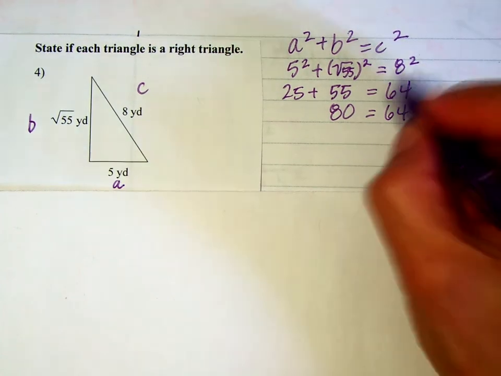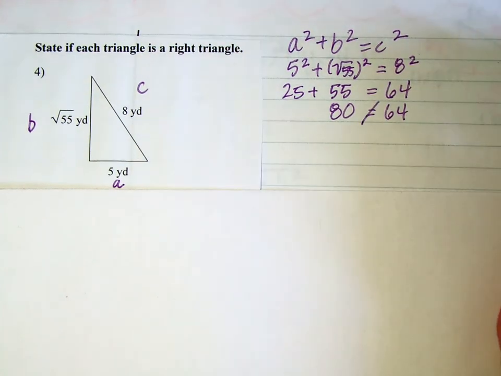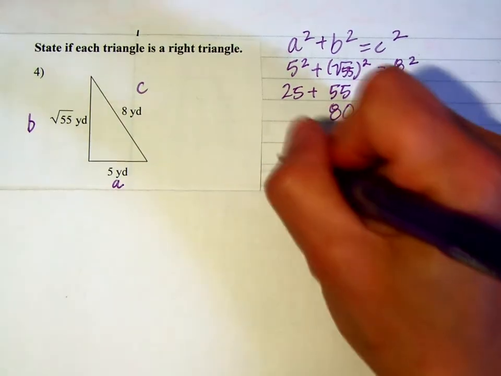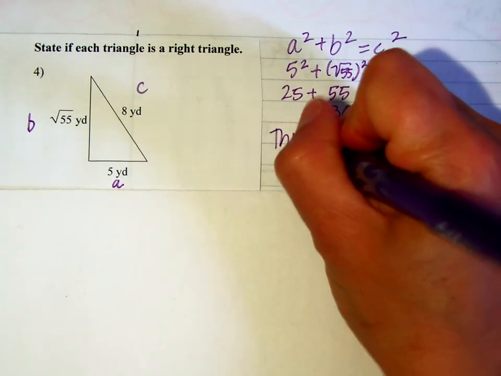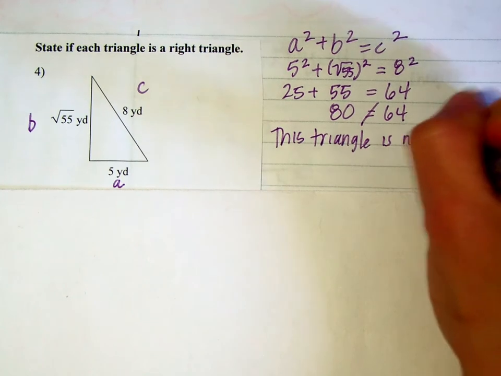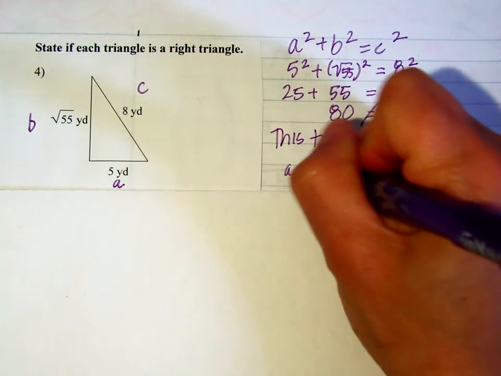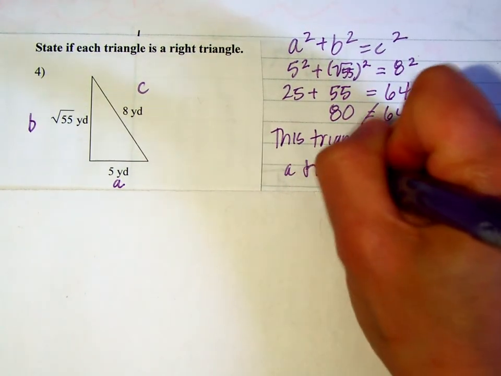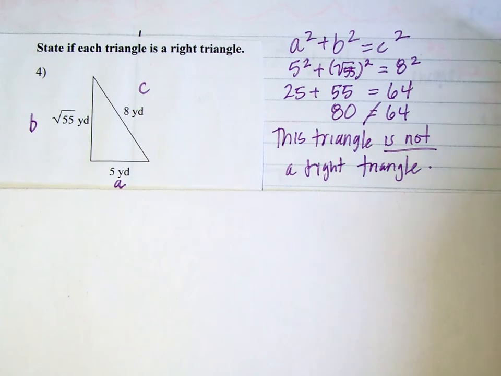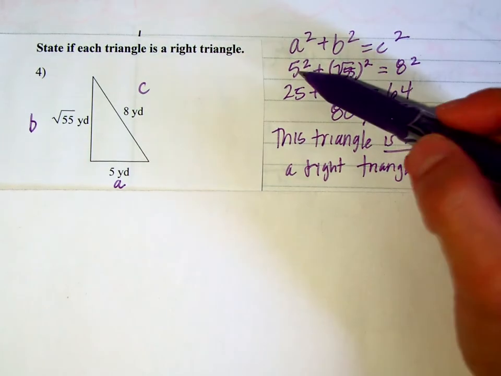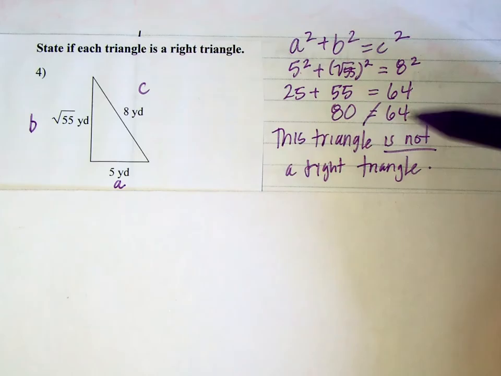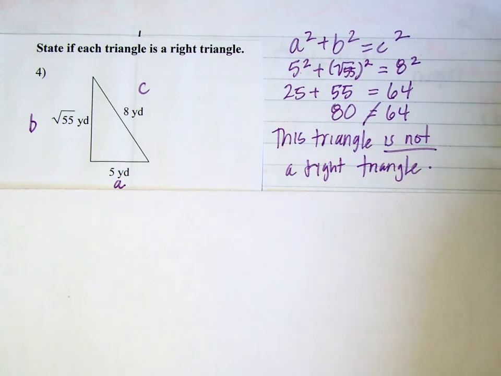And the answer is no, they're not equal to each other. Therefore, this triangle is not a right triangle. Okay, so we have to make that statement. This triangle is not a right triangle. And it is not a right triangle because when we plugged in the values for its sides, we did not get an equal or a true statement.